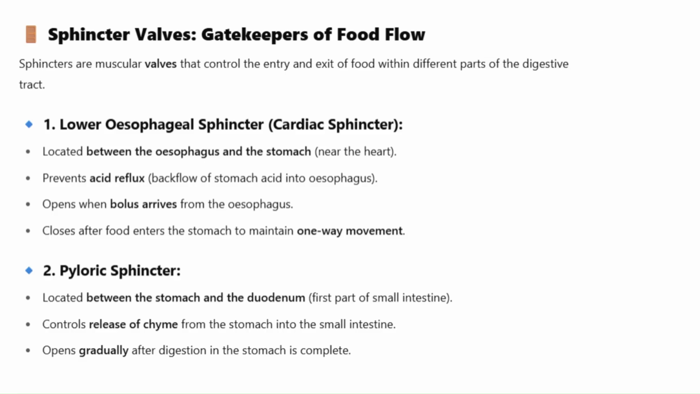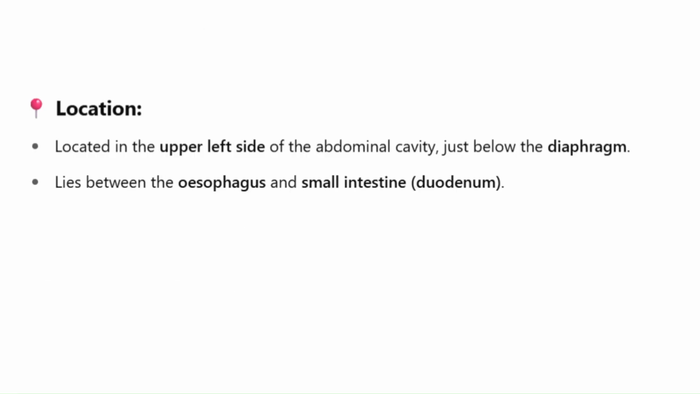2. Pyloric sphincter. Located between the stomach and the duodenum, first part of the small intestine. Controls release of chyme from the stomach into the small intestine. Opens gradually after digestion in the stomach is complete.